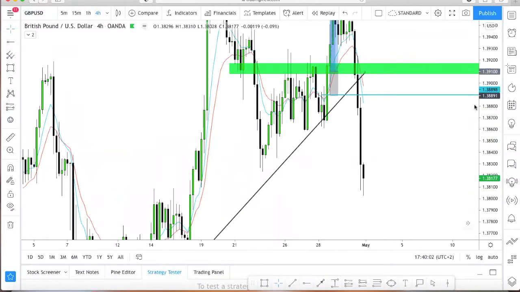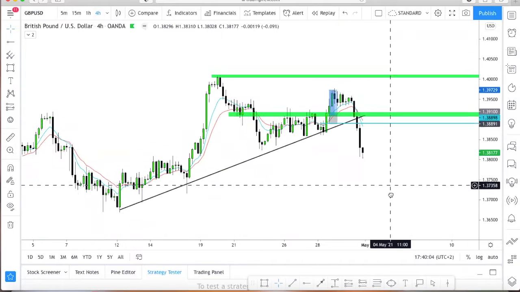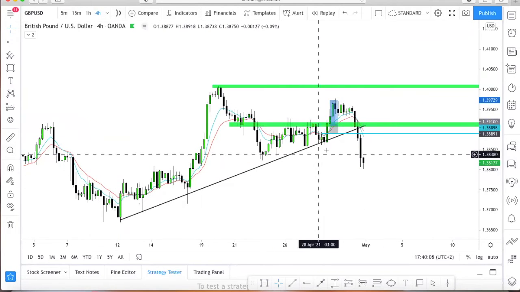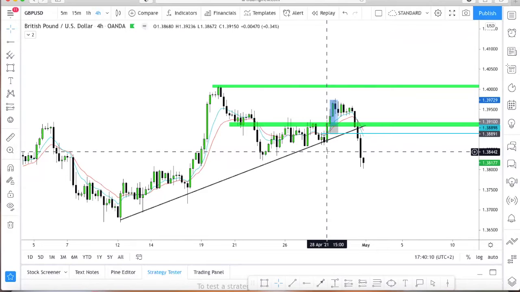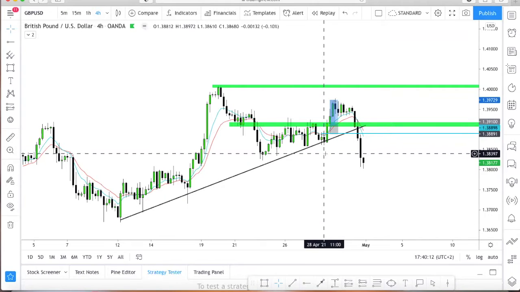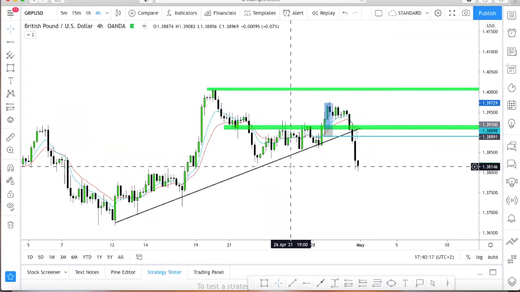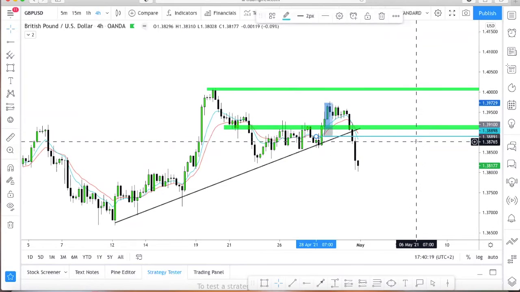Hopefully that makes sense. I didn't ramble on too much, but as you can see, we have now broken this level, and going on into the next week, I think for now we will be looking for selling opportunities on GU, but we'll hash it out in the pre-market analysis.